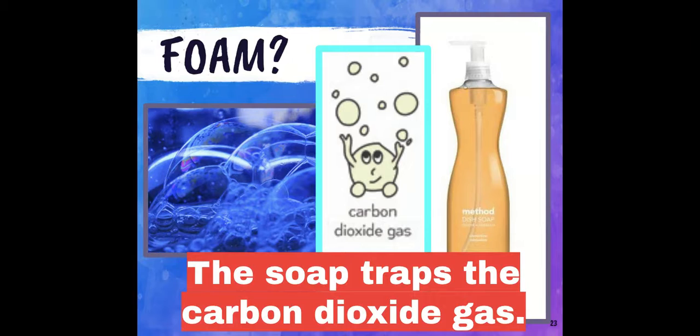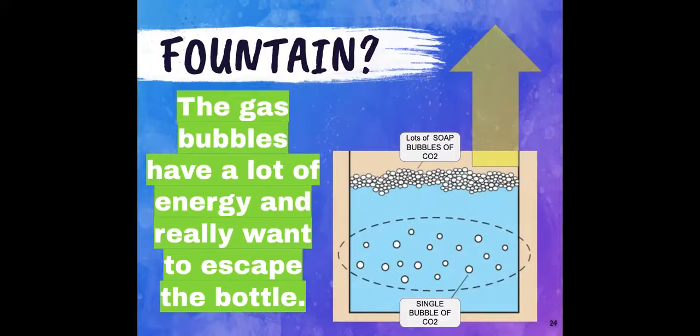So the foam, why do we have foam? Well, the foam is there because the soap traps the carbon dioxide gas. And we have a fountain effect because the gas bubbles have a lot of energy and really want to escape the bottle. So you have the CO2 bubbles coming up to the top, creating a lot of foam and a lot of pressure, and they really want to get out of that bottle, and they can out of the small hole at the top.